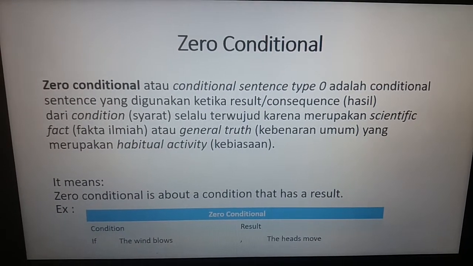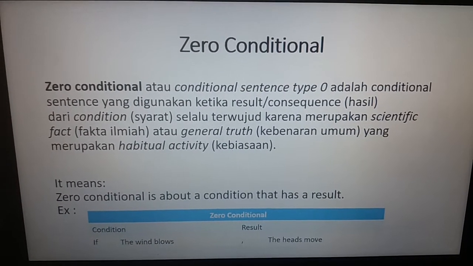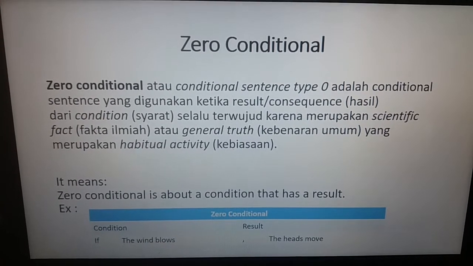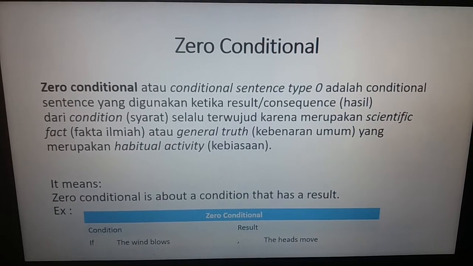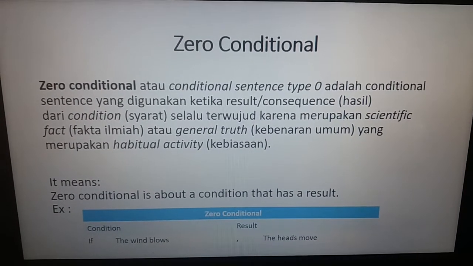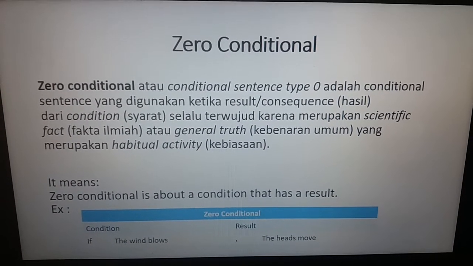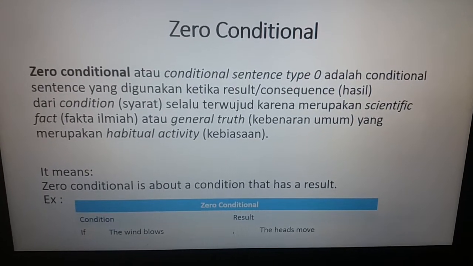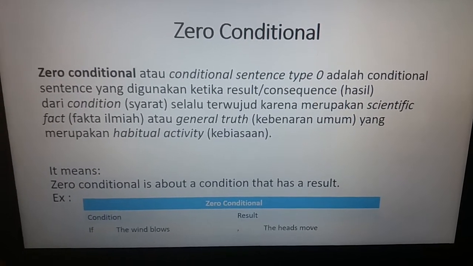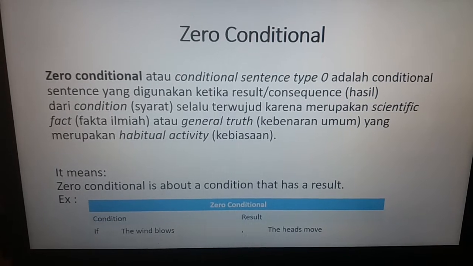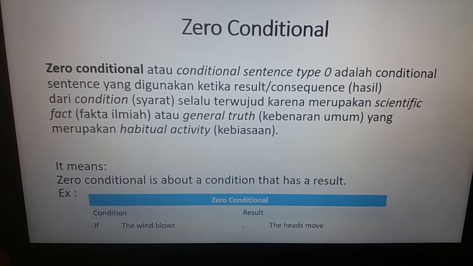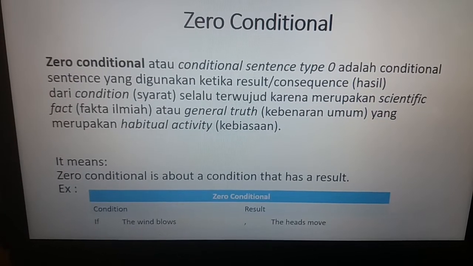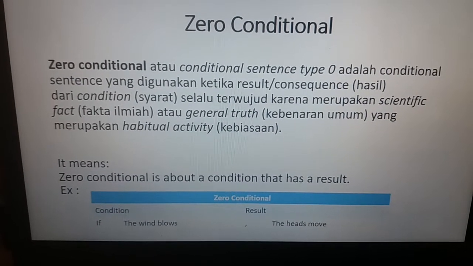Now, before we go to your student book, look at my slide. This is about zero conditional. Zero conditional, or conditional sentence type 0, is a conditional sentence that we use when the result or consequence from the condition always materializes, because this is a scientific fact or generalization, that is, a habitual activity.